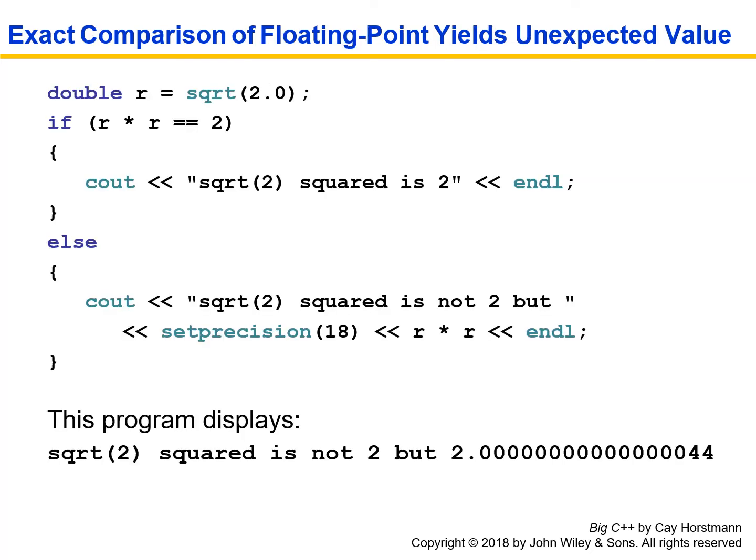Okay, so how would this look in code? How would we test this? We say, well, r = sqrt(2.0). Then if (r * r == 2), and here we're using an integer value of 2, which I find interesting, then cout square root of 2 squared is 2. But that's not what it's going to print. It's going to go to the else statement, and it's going to print square root of 2 squared is not 2, but 2.000 with a whole lot of zeros, and 44.